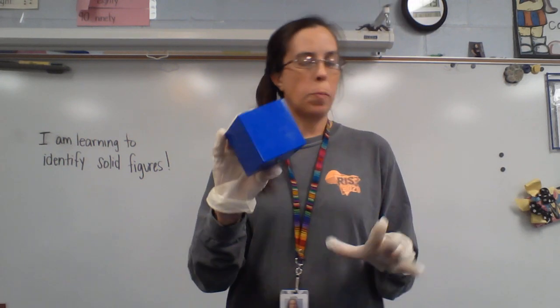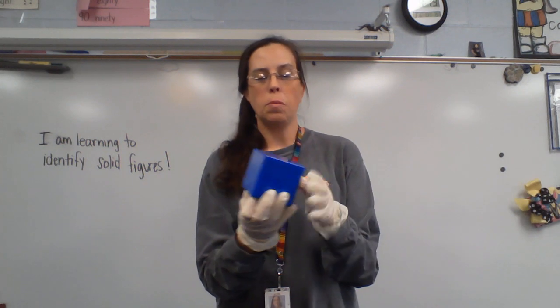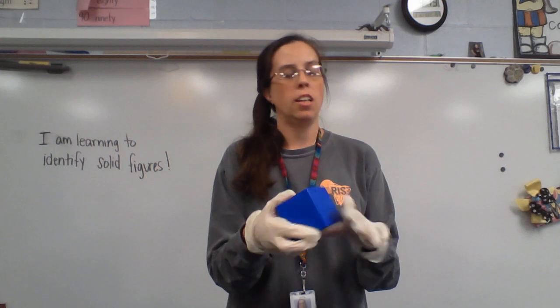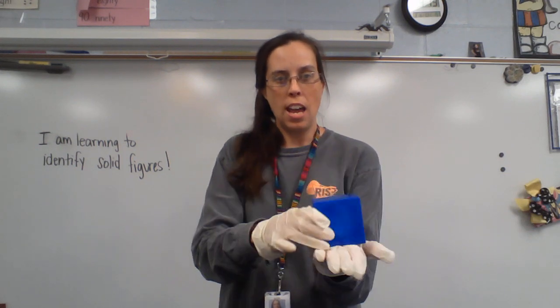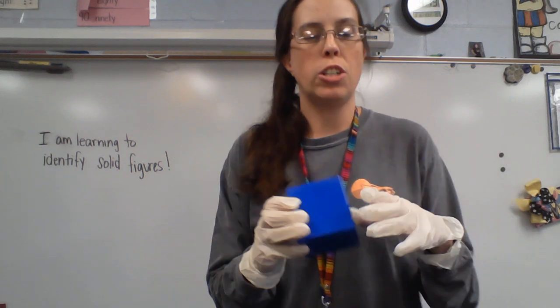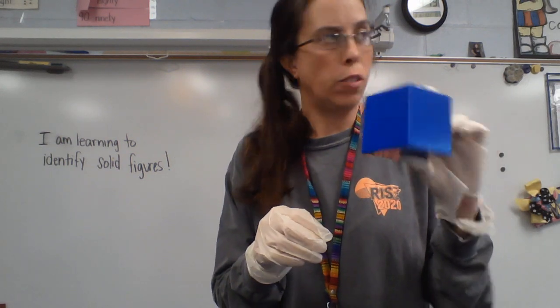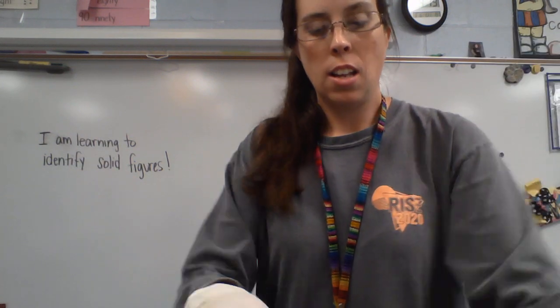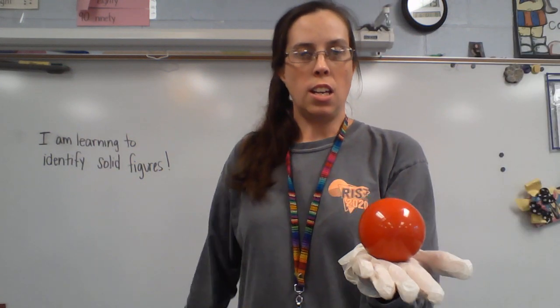This one is a cube. It's got all sides that are the same. They're all squares. All the edges are the same length. So it's a cube, and this is pretty easy to find. You can find these all over the place. So again, I want you to try to find one. You can pause the video if you want and go find one, or you can wait and do that at the end.